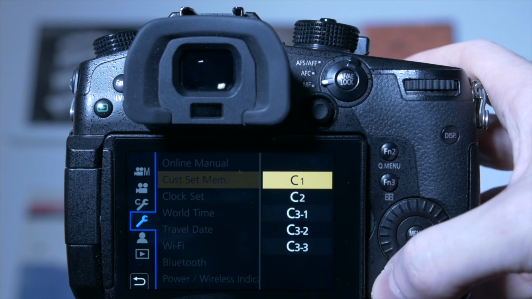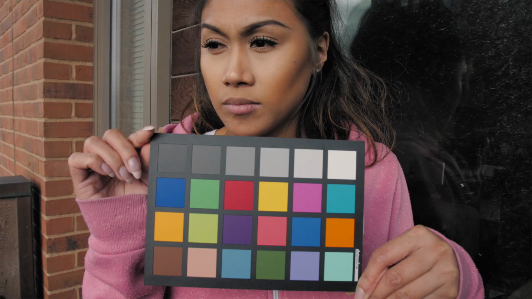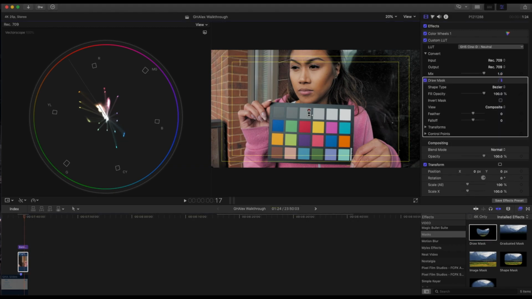And lastly, if you are in changing conditions, you want to adjust the exposure and potentially the white balance if you think that's changing. And I would just keep getting shots of the grey card snuck in there so that in post you've got that grey card to refer back to.